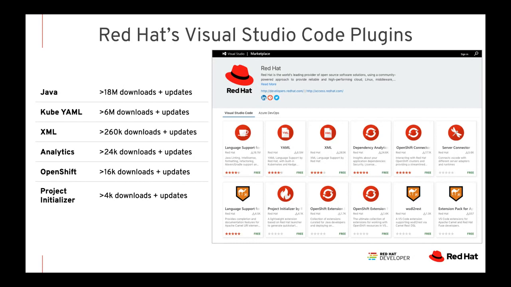Every time we update, which is quite frequently, about every 2 weeks we ship, we see that. We have Cube, YAML, XML, our dependency analytics plugin, our OpenShift plugin, and our project initializer. These are ones that we've had in our portfolio for quite some time, and we've just added a few more. The ones that have the camel logos have been added just recently, and we're excited to see where those go.